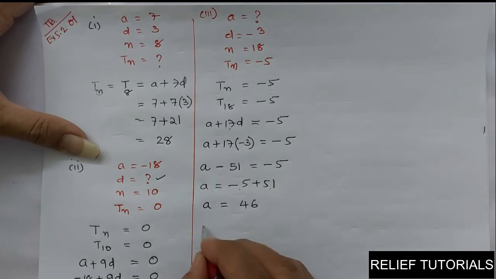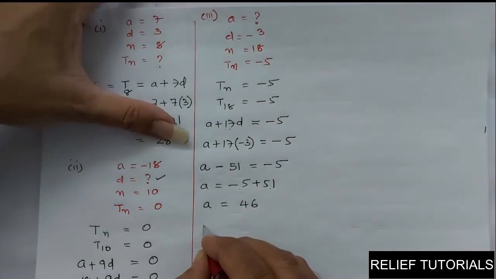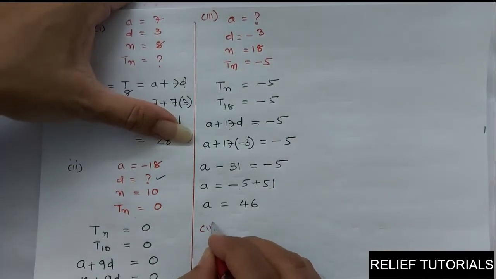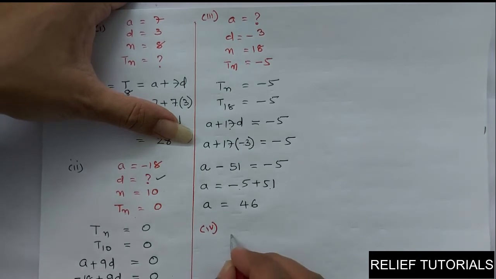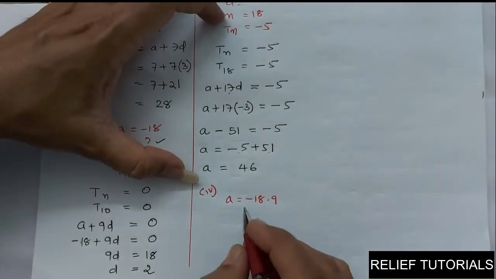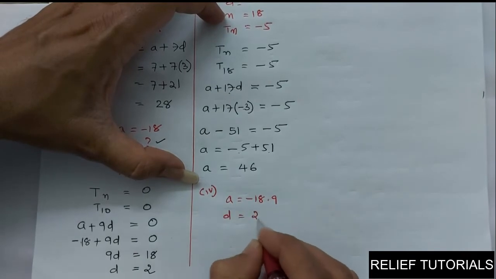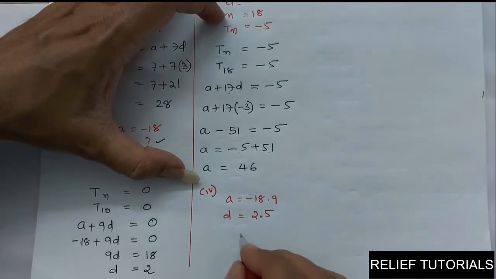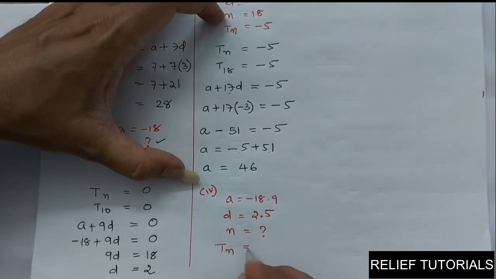So we have done the third one. Now fourth we are going to do. Fourth. What is given here? See. A is equals to minus 18.9. A is equals to minus 18.9. D is equals to 2.5. N is question mark. And Tn is equals to 3.6.